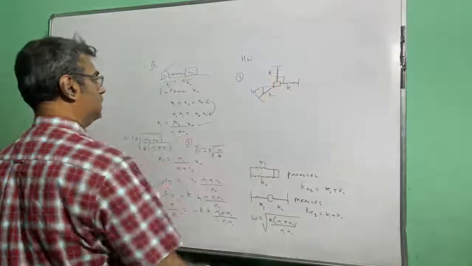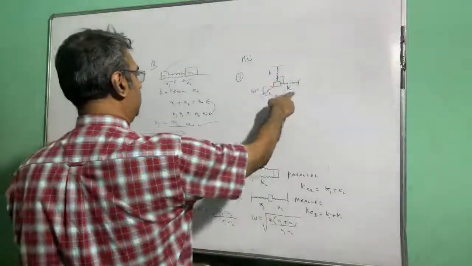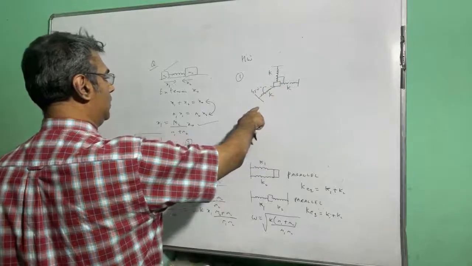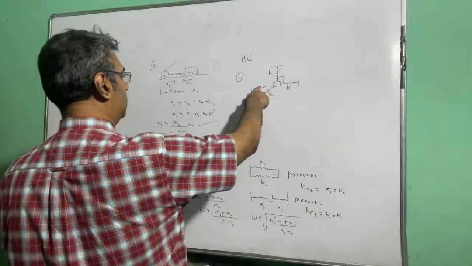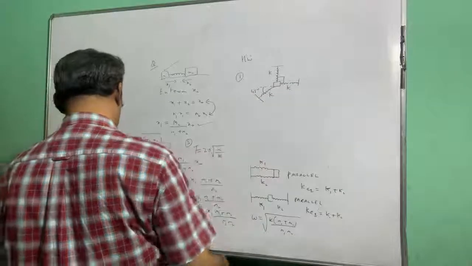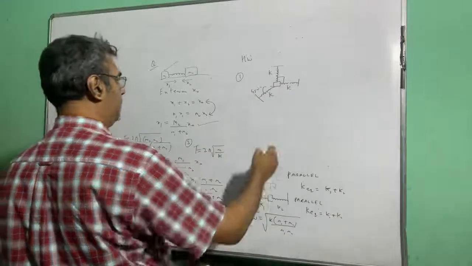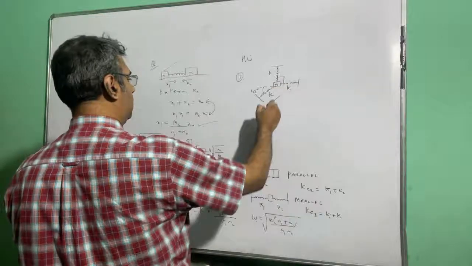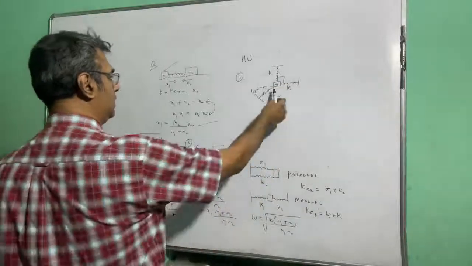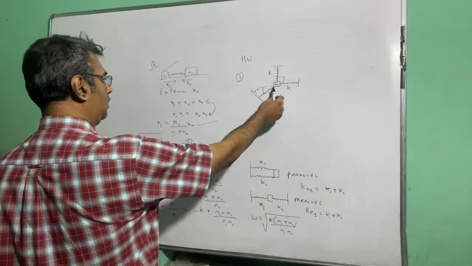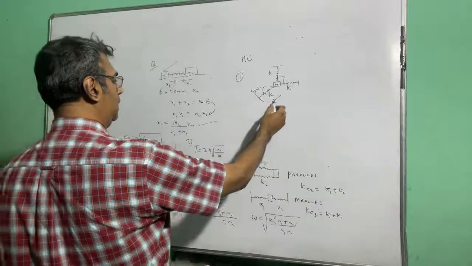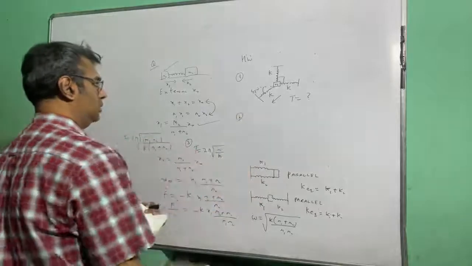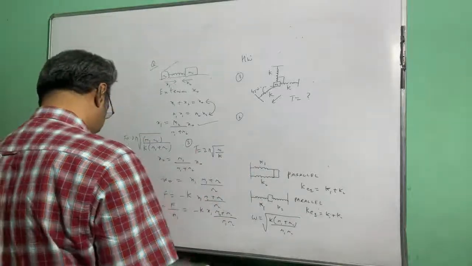There are three springs of spring constant K, K and K. These two springs are perpendicular, and this bottom spring is at an angle of 45 degrees with the horizontal. All of them have a spring constant K. This is a block of mass m. There is a slight depression given to the block of mass m along the spring. So the question is, what will be the time period? This is question number 1.